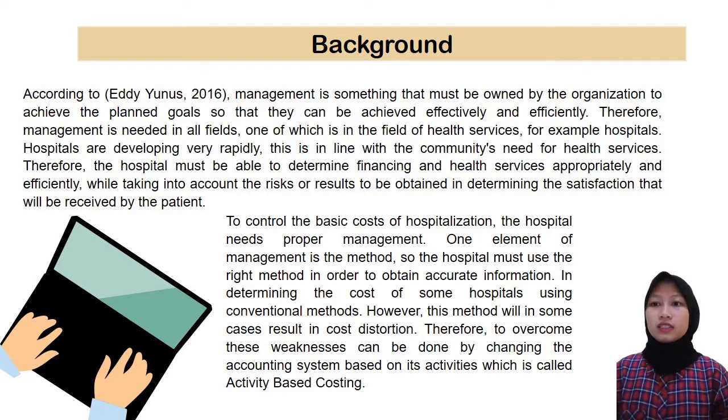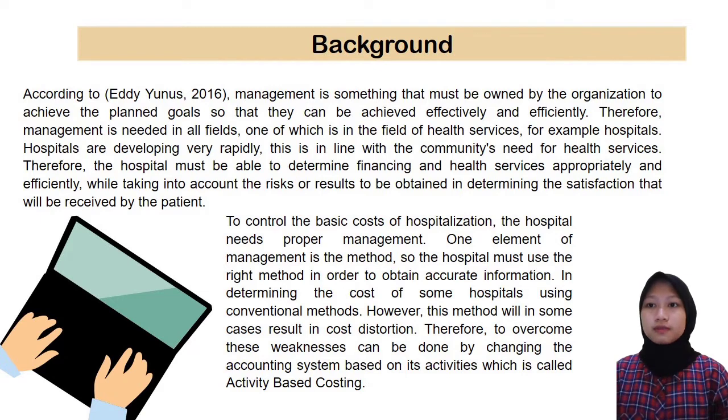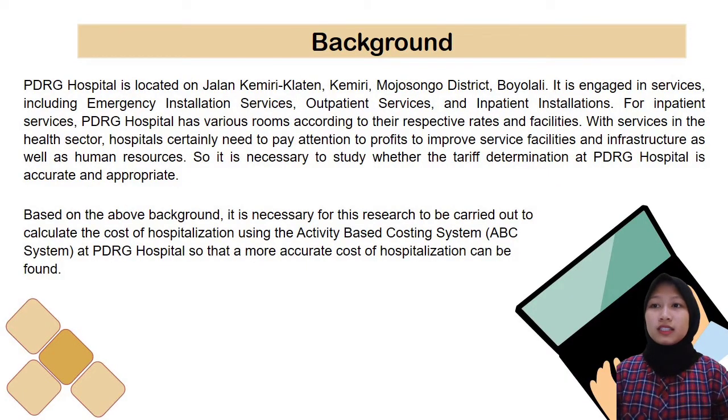In determining the cost, some hospitals use conventional methods. However, this method will in some cases result in cost distortion. Therefore, to overcome these weaknesses, it can be done by changing the accounting system based on its activities, which is called activity-based costing. PDRG Hospital is located on Jalan Kemiri-Klaten, Kemiri, Mojosongo, Boyolali.